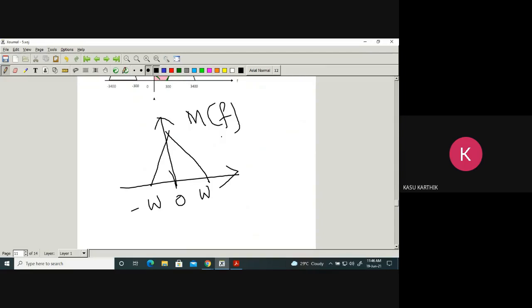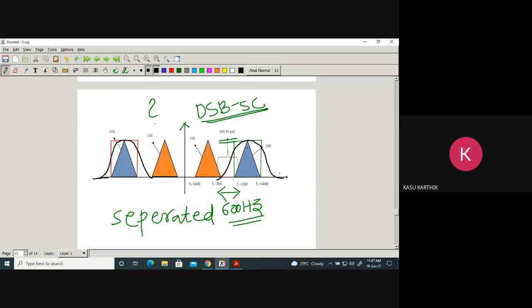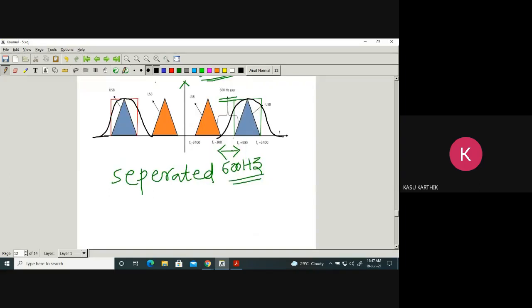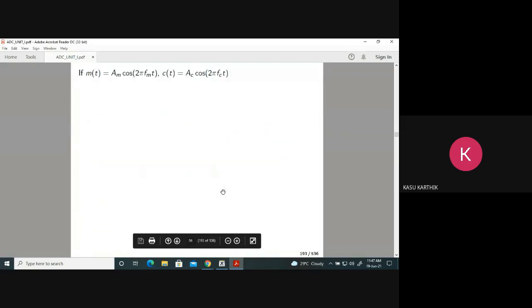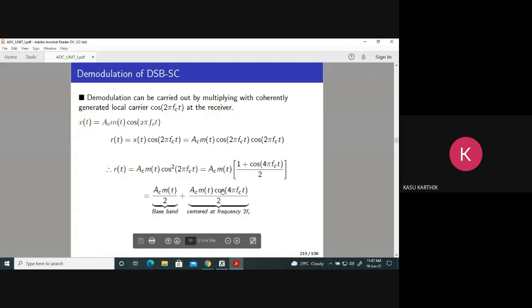What happens? The spectrum is shifted to the left side and right side by Fc. So we have an upper sideband and lower sideband, which are touching each other. To separate them, we need ideal filters. But if they have a gap of 600 Hz, it is enough to have normal filters with a roll off. Even with a roll off, you can separate them. So that is about SSB.